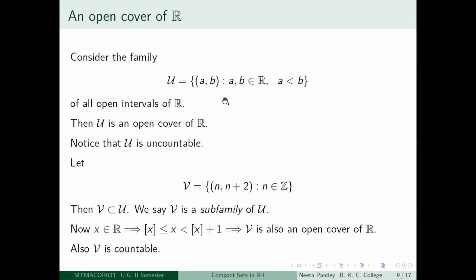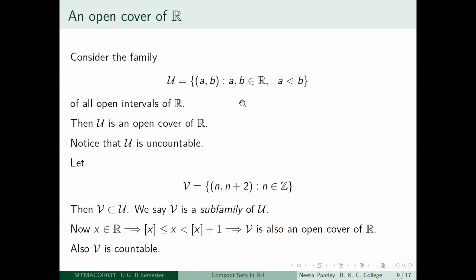Because if you take any real number x, you can always look at the open interval x minus 1 to x plus 1. And that interval is in this family. Therefore, x will belong to the open interval x minus 1 to x plus 1. And hence, this script U is going to form a cover of R.